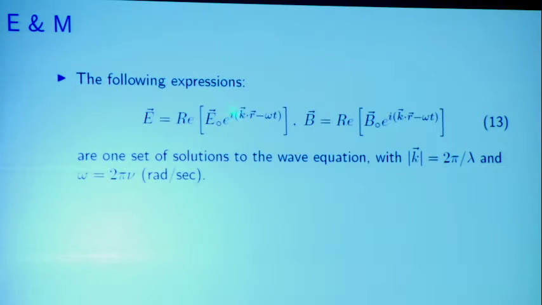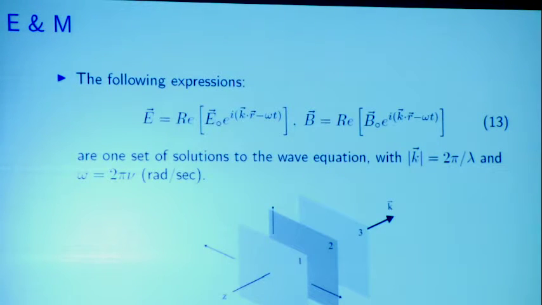So i, the imaginary number, times k dot r. k is going to be the wave vector. It points in a specific direction, the propagation direction of a particular wave front. Dotted onto r, the position vector, minus omega, which is the radial frequency, times time. And B has got the same kind of expression. The magnitude of k is given by 2 pi over lambda, and omega is 2 pi times the frequency in hertz.